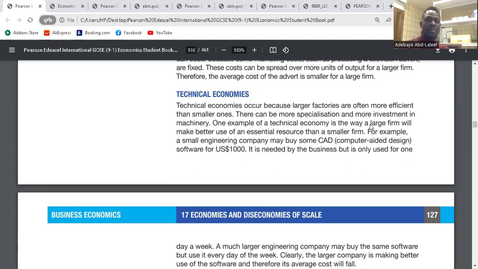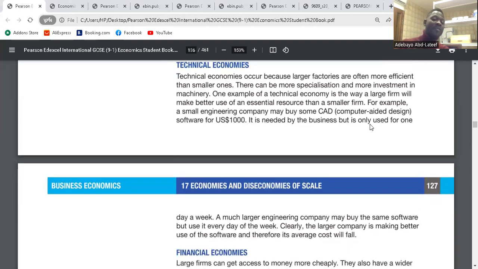We have technical economies. Technical economies occur because larger factories are often more efficient than smaller ones. There can be more specialization and more investment in machinery. So, for technical economies of scale, it's a cost advantage you have as a firm or as a business because you are able to purchase equipment and machinery that would allow your cost of production to fall, based on the fact that you will not be wasting resources. You get it? Because you have the financial capability to buy large equipment that you will use to increase your output, that will bring about a fall in your average cost of production. Unlike a small business, which doesn't have the financial capability to be capital intensive, it will not be able to enjoy such economies of scale. Is technical clear? Yes.